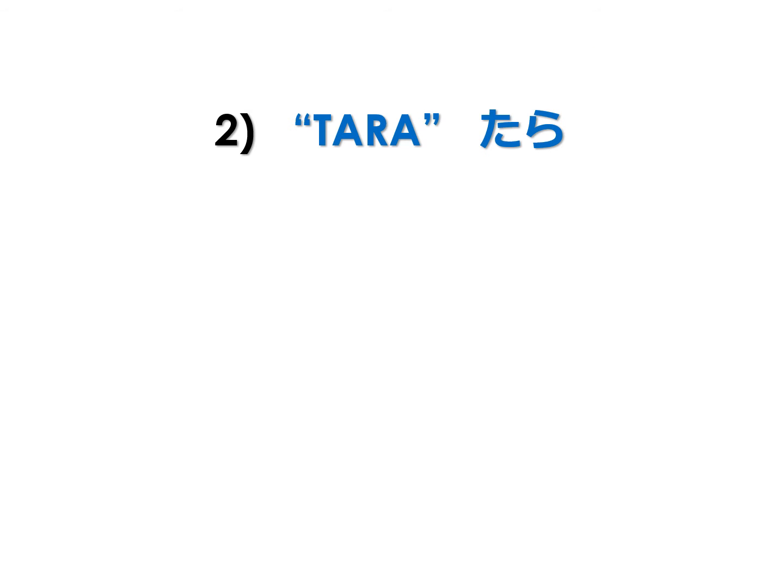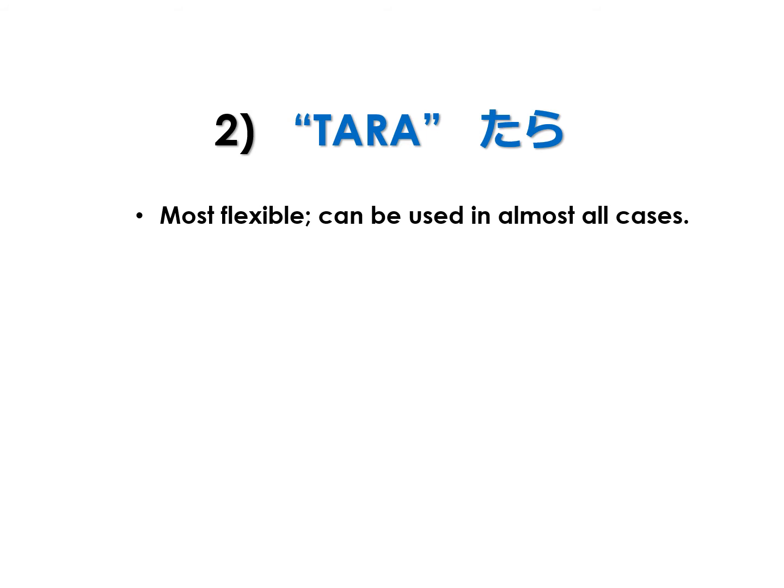Next is the tara conjugation. Tara is the most flexible and can be used in almost all cases. Tara is formed by taking the plain past form or ta form of a verb and i adjective, and to them we add ra to form tara. The negative conditional would be nakattara.